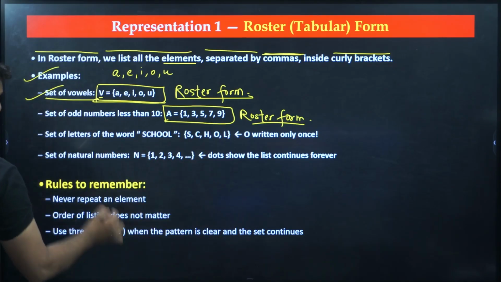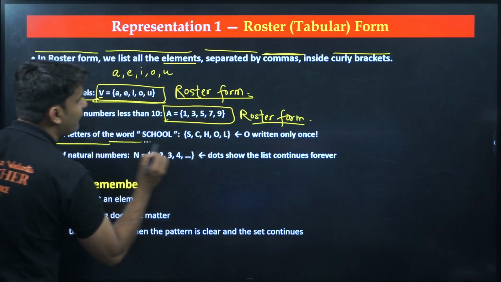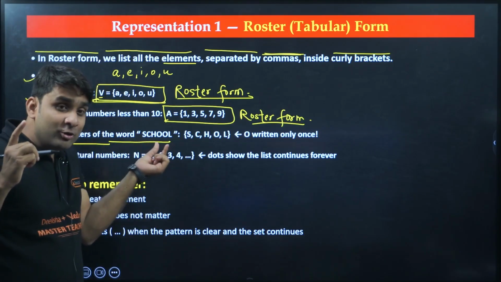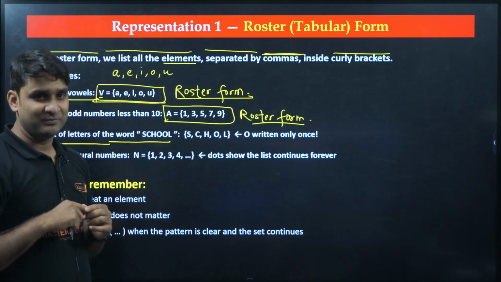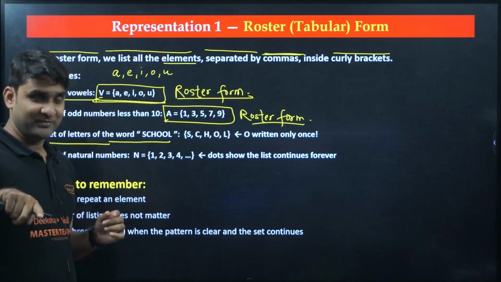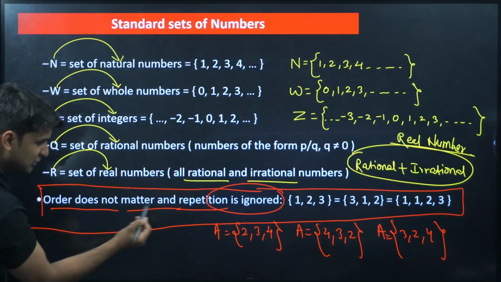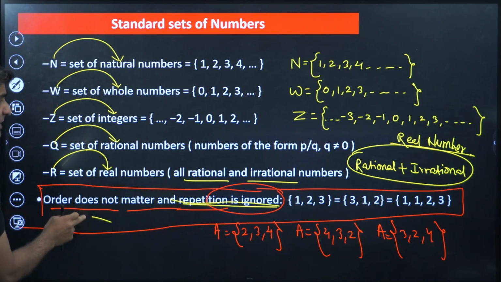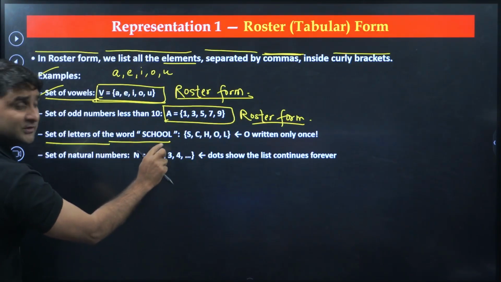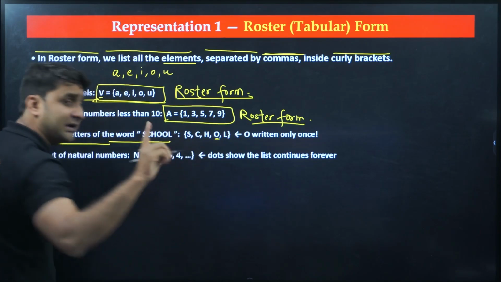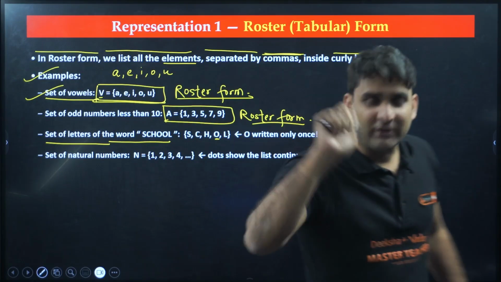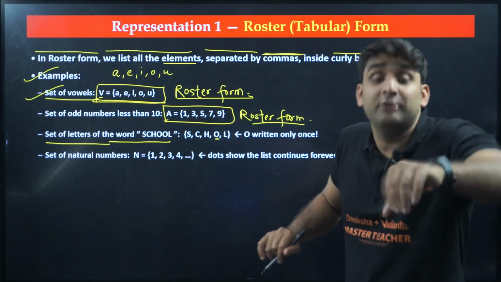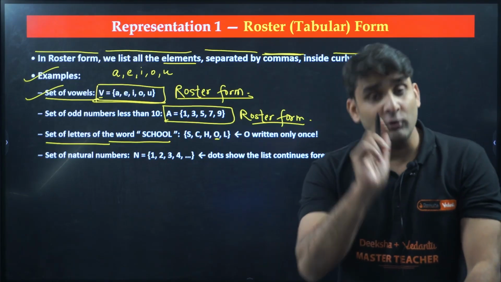Okay, now the set of letters of the word school. My dear, listen everyone, in school O is repeating 2 times, but when you write a set, as I have told you, repetition is ignored. So my dear champion, when you write the set for this, you have to write O only 1 time, because O is repeating twice. But when you write sets, the repetition will be ignored. Only 1 O will come.